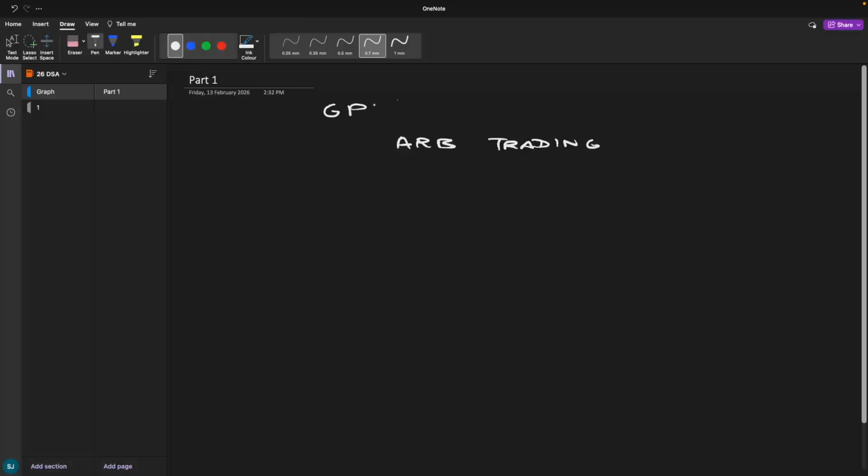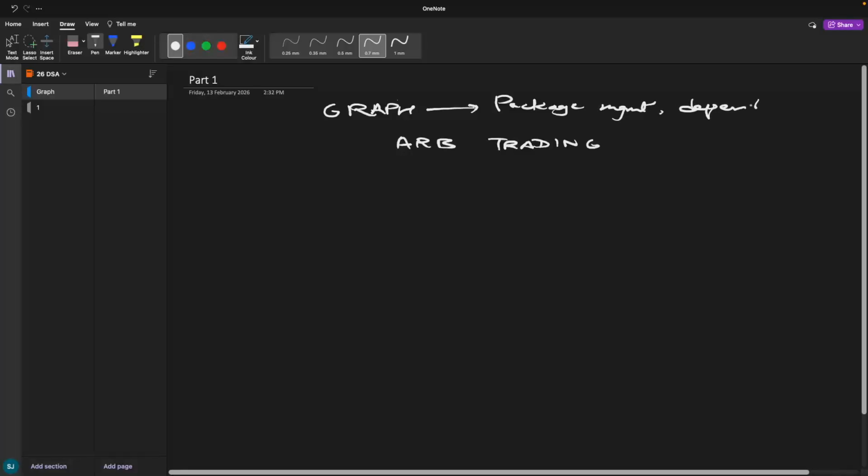Graphs as a whole will be useful in your package management, and they are used in dependency resolution, right? So now, arbitrage trading in foreign exchange money. Foreign exchange is a very useful thing. How? That's a good question to ask yourself, right?